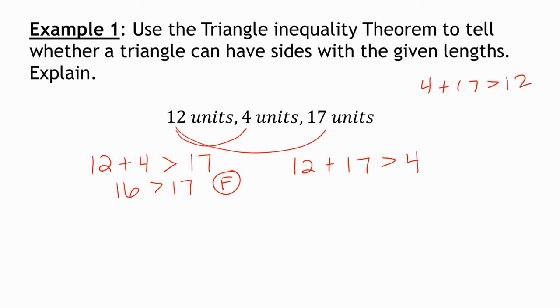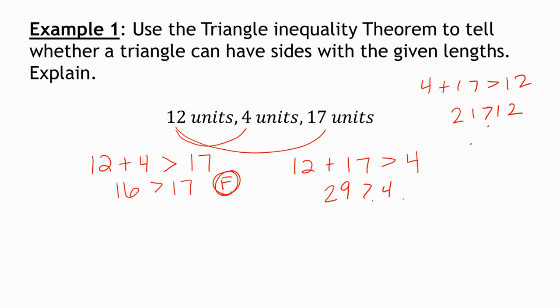Okay, so these ones are true because 29 is greater than 4. And over here, I would have 21, which is greater than 12. So even though those two are true, if you have one false scenario, then the triangle inequality theorem fails.